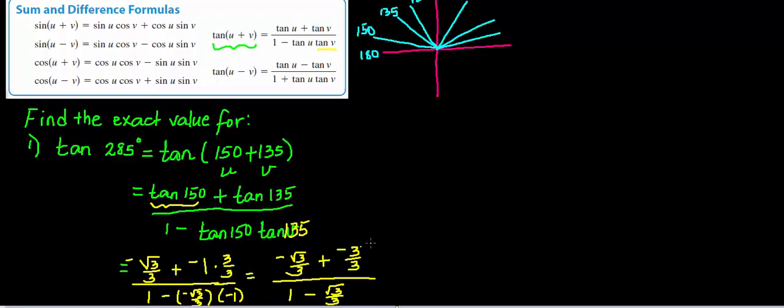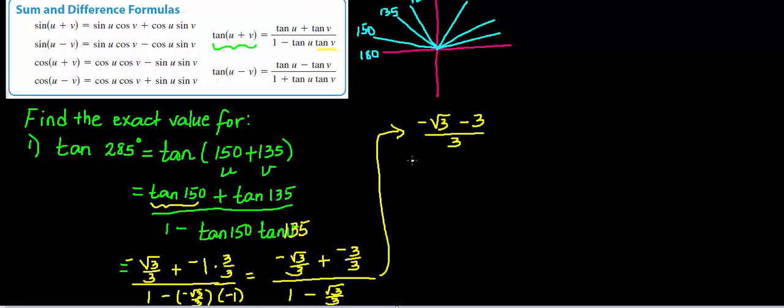Okay? So let's continue. This is pretty long. So here, I'm going to join this numerator. Since they have the same denominator, I'm going to join the numerator under the same denominator. So I end up with negative square root of 3 minus 3, everything over 3.